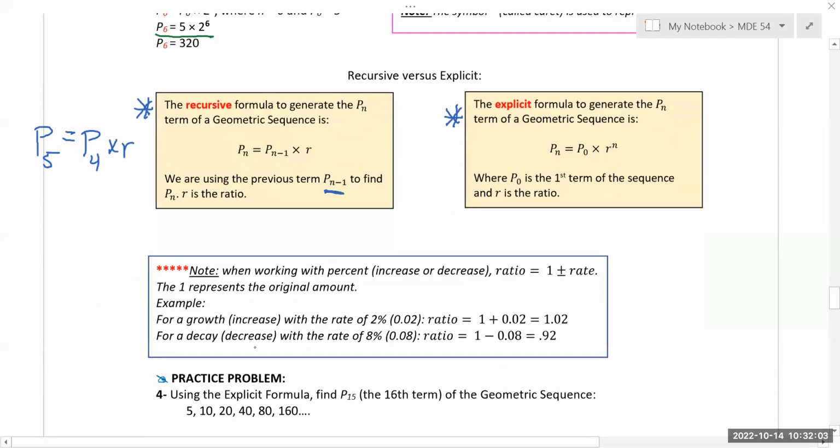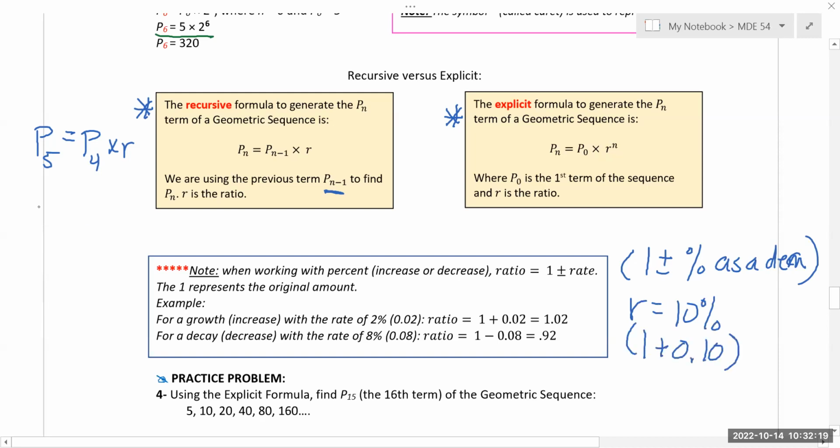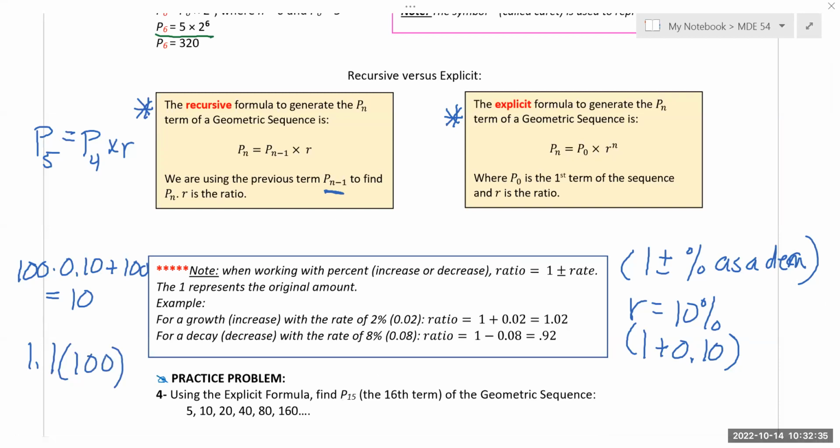If you're working with percentages, then that R value is going to be 1 plus or minus that percent as a decimal. So keep that in mind. So if R is 10% growth, then it's going to be 1 plus 10%. Because if you do 10% without the 1, 100 times 10% is 10. You're not growing. So you have to do that plus 100, which gives you the 1.1 times 100 to grow. So just make sure to note that.